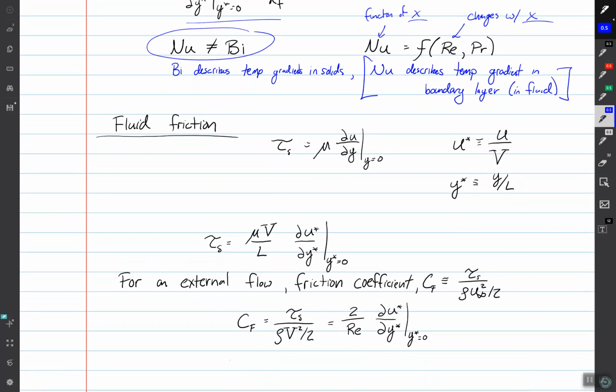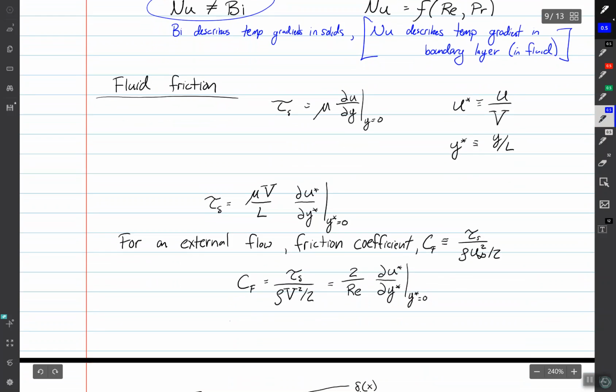That's describing heat transfer. We can do kind of the same thing for fluid friction. If you take fluid mechanics, the shear stress at a surface, right? This is the shear stress.